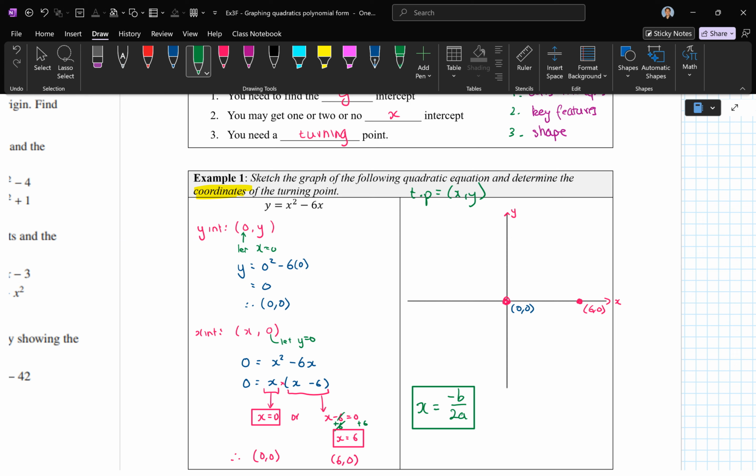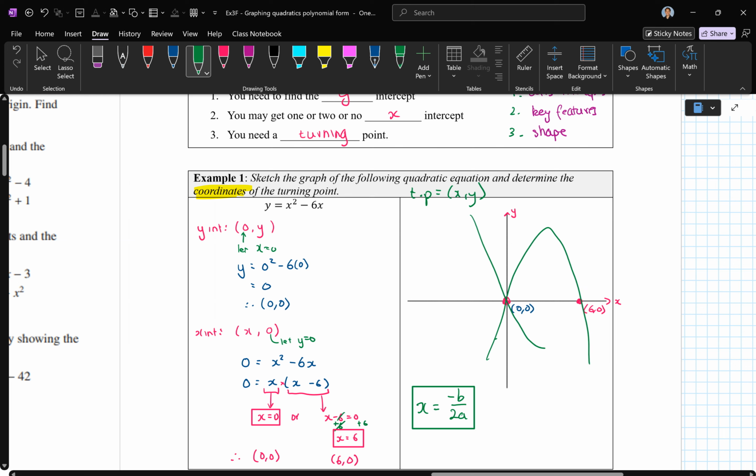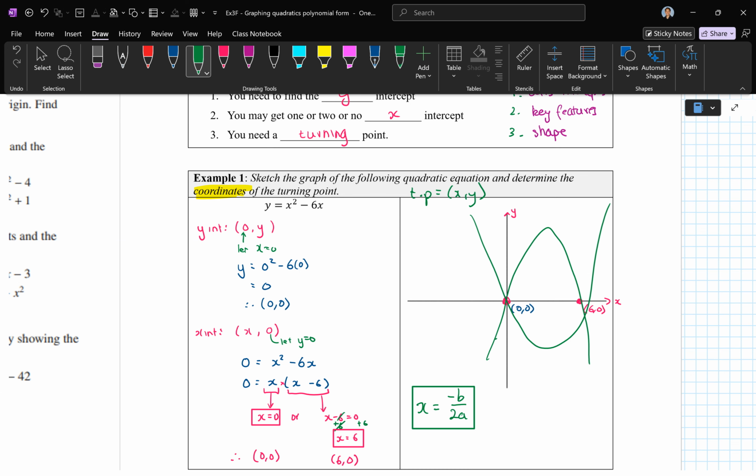Remember, a quadratic graph is symmetrical. We already found the x-axis intercepts at 0 and 6. So if I had to picture it, it doesn't matter whether it's a frown or a smiley face. The point is it's going to be symmetrical. If it's symmetrical, the turning point must be in the middle of 0 and 6. The middle of 0 and 6 must be 3. Okay, so that's the other one.